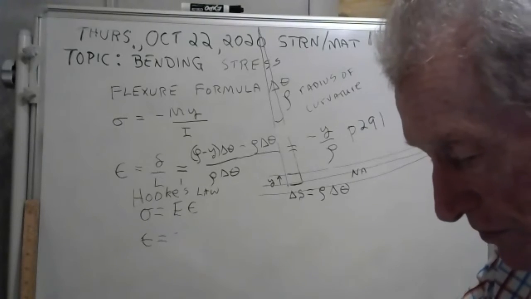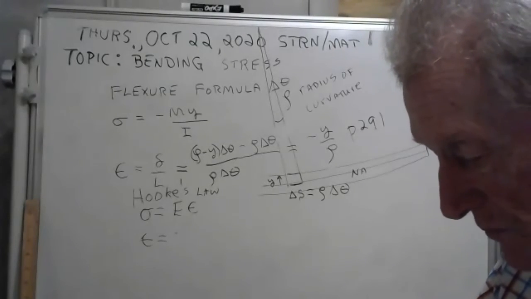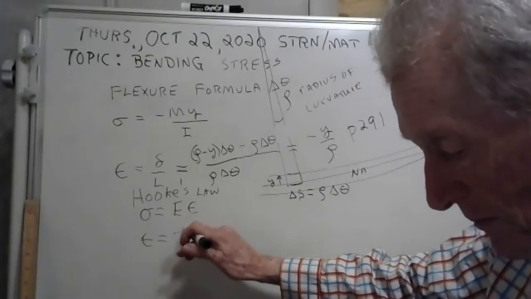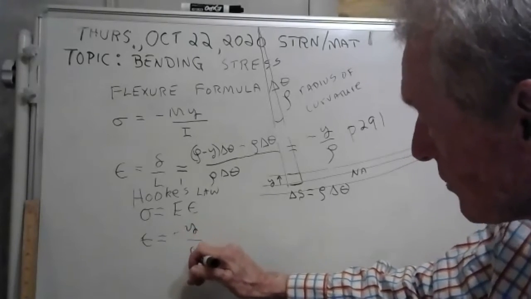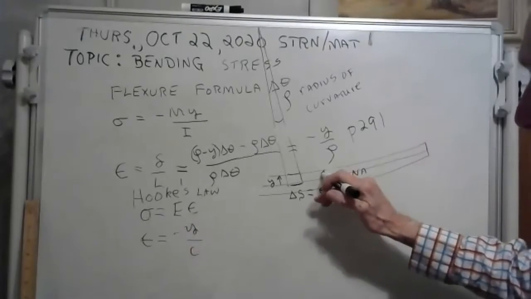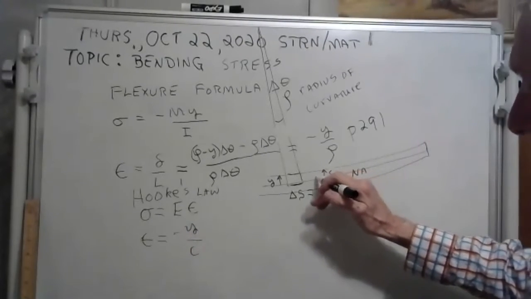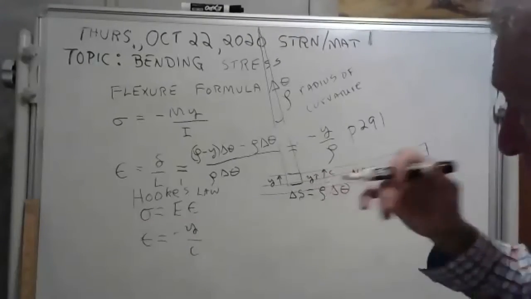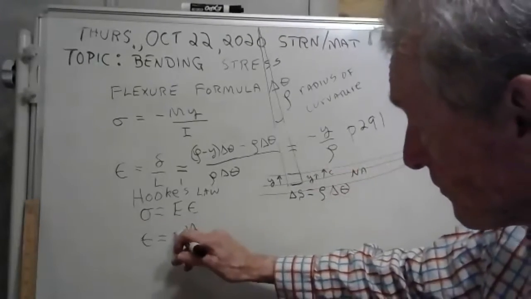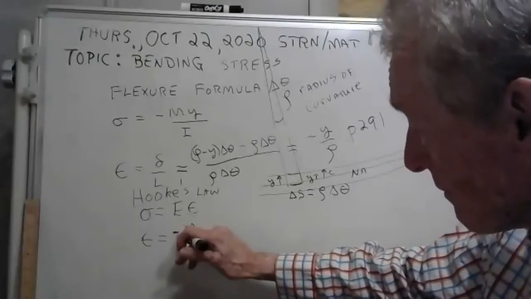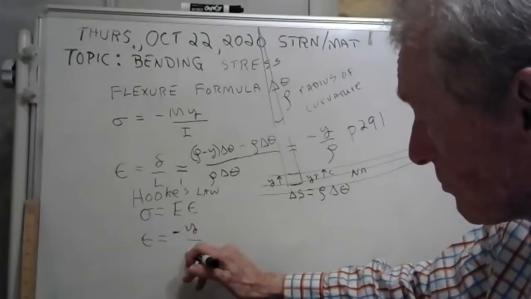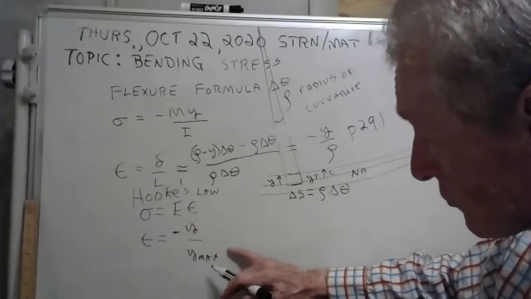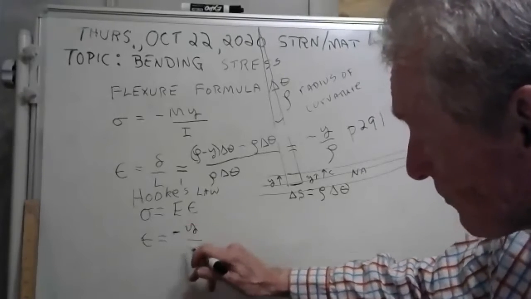The strain is equal to minus y over c. Now c is the maximum value of y. See, y is any distance from the centroid in general, but c is the maximum distance. You could write Y maximum instead of c, but the book uses C for that. So we're going to do what the book does.